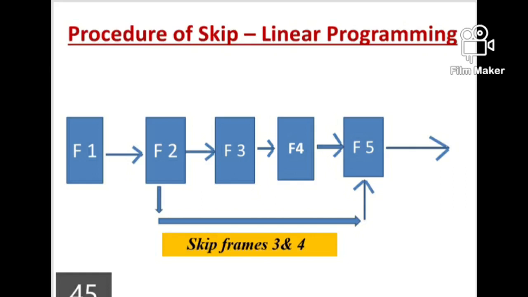F1, F2, F3, F4, F5, etc. represent frames. Here, the learner makes a correct response in frame 2, that is F2. So, he is led to frame 5 or F5, thereby skipping frames 3 and 4.